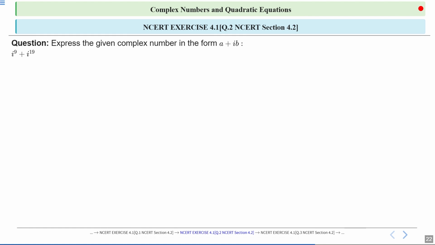Now let's look at question number 2. In this question we have also to express the given complex number in the form a plus iota times b, of the expression iota to the power 9 plus iota to the power 19.